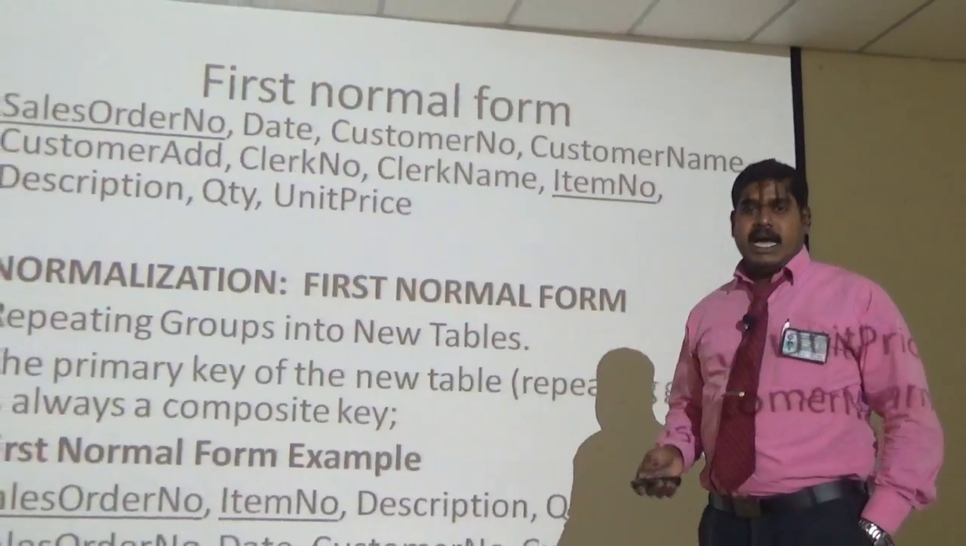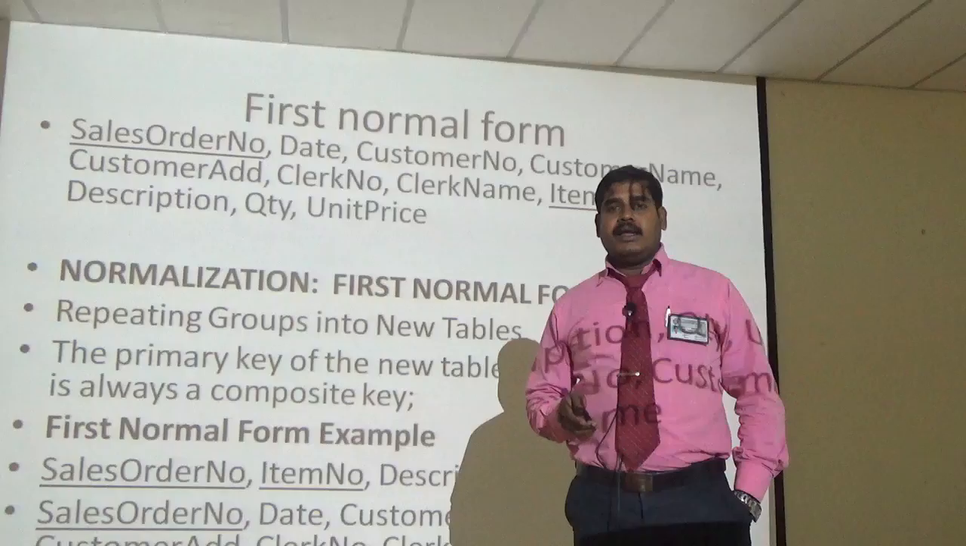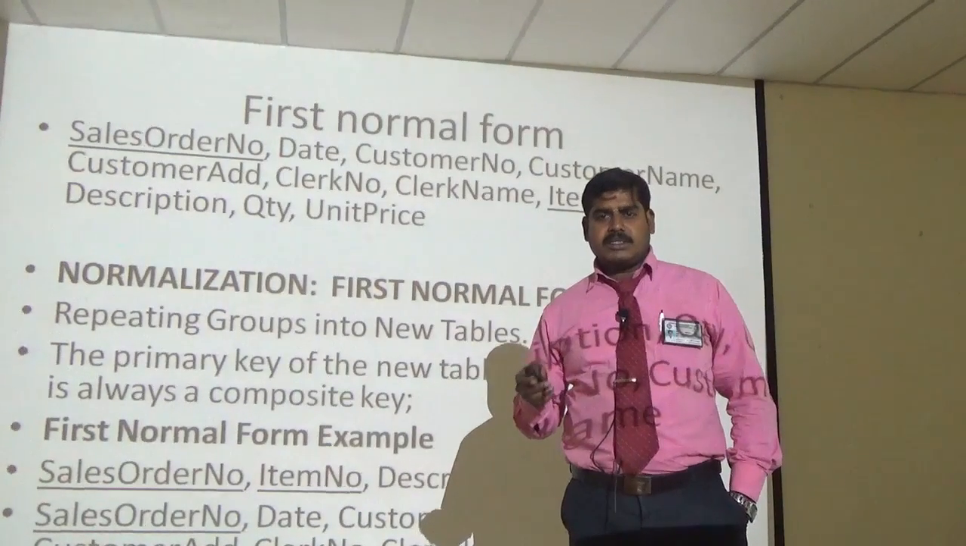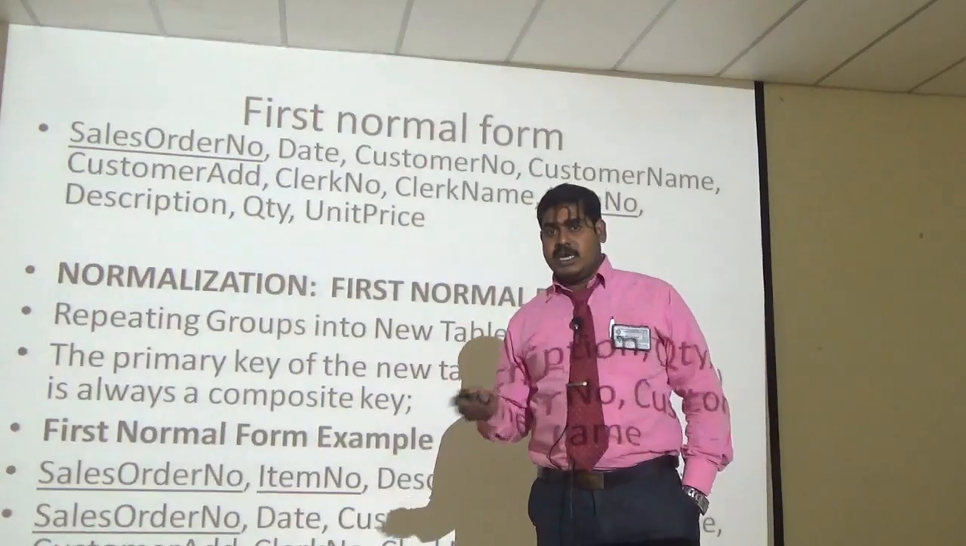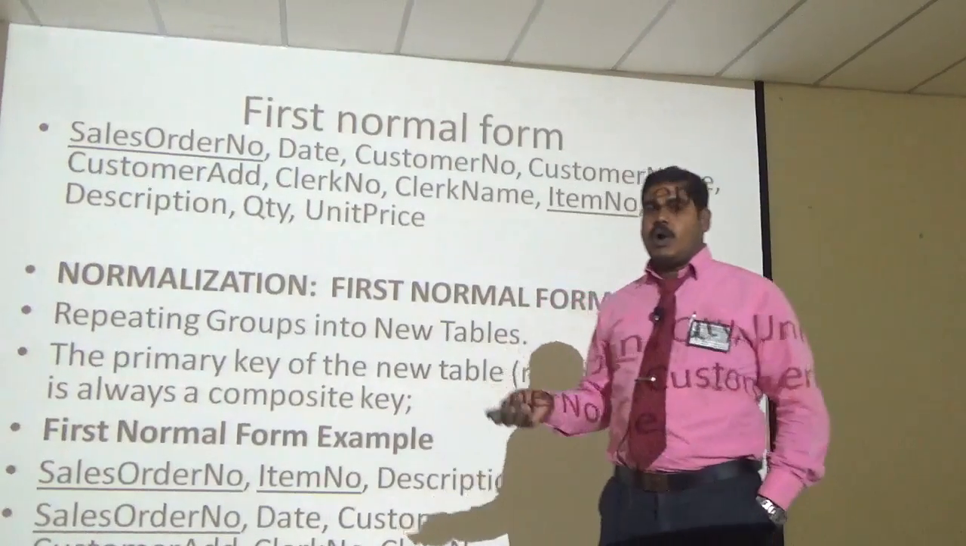So we have avoided the repetition. Before the start of the normalization, we had only 1 table. At the time of first normal form, we have 2 tables. It's not a rule that we have 2 tables; I had avoided the repetition.